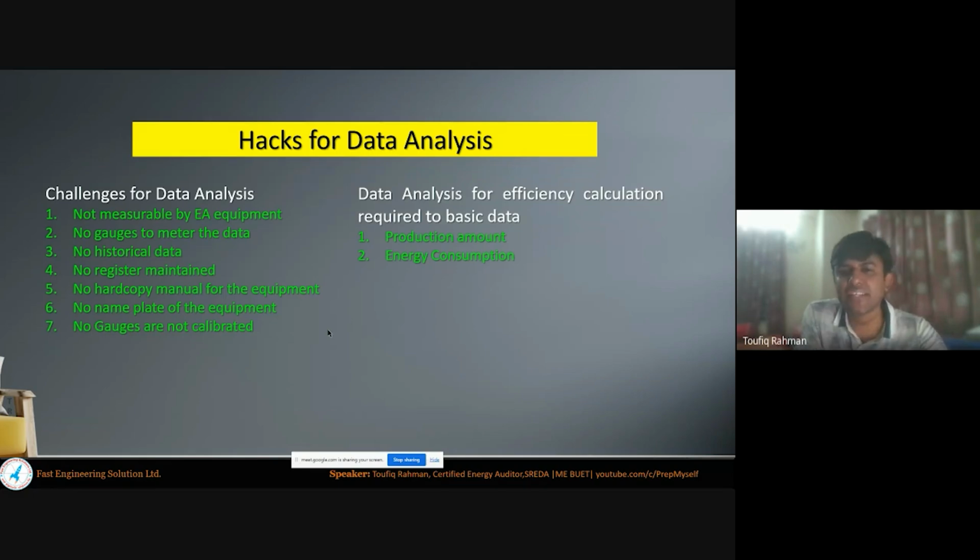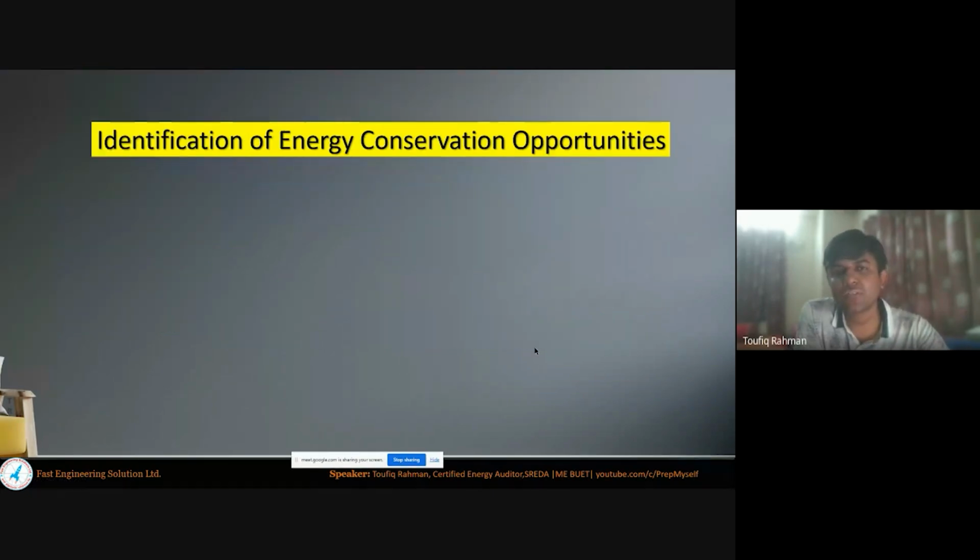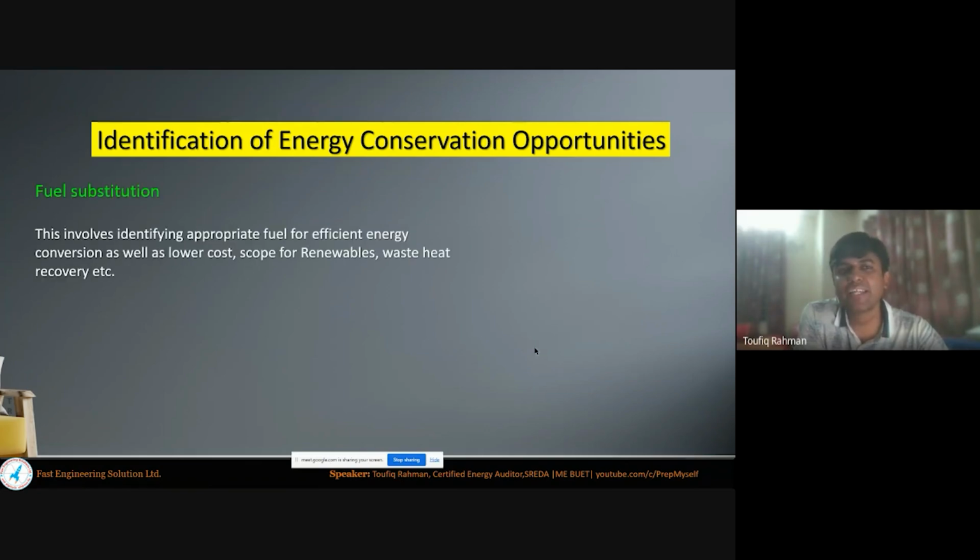After that, for data analysis, most of the time we need 2 things: only the production amount and the energy consumption. We can measure these with the energy audit equipment. If I can measure these data types with the energy audit equipment, we can do this very well. And right now, I am going to cover, for the energy manager, what the energy conservation opportunities in the industries are.